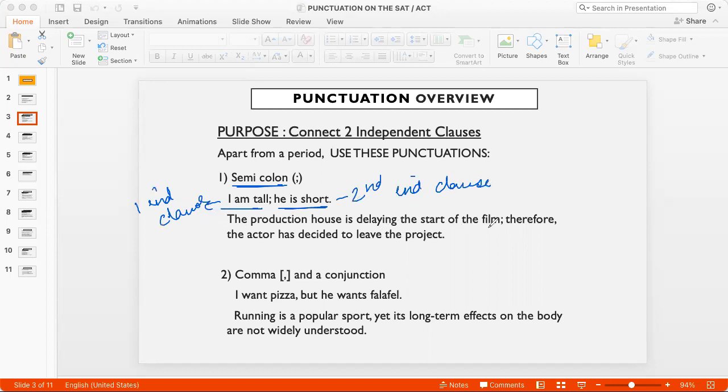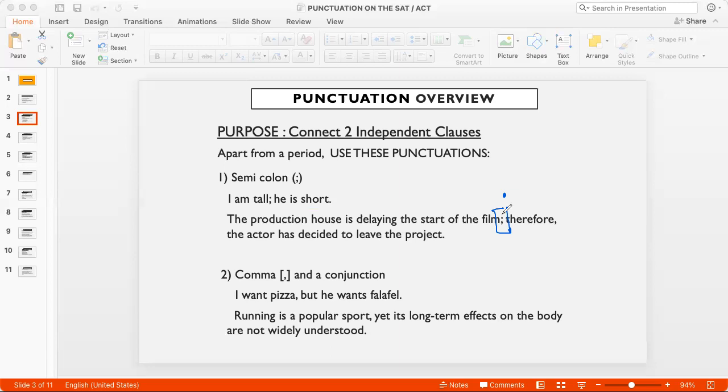The production house is delaying the start of the film. Therefore, the actor has decided to leave the project. Now, if you look at it carefully, this part is the first sentence: the production house is delaying the start of the film. Therefore, the actor has decided to leave the project is the second sentence, right? And so if I were to put a full stop between the first and the second sentence, I would put it here after film, right? Because therefore, which is a connector, is kind of explaining why the actor has decided to leave the project. So therefore comes with the second sentence, and the reason is in the first sentence. And so a semicolon comes here, right?